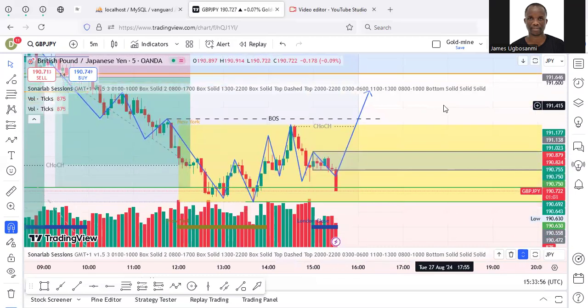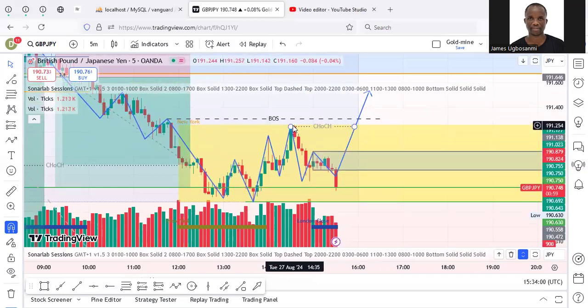So if it doesn't break above the high that has been formed on any time frame, or the low that has been formed on any time frame, it means that the direction of the market will still continue.